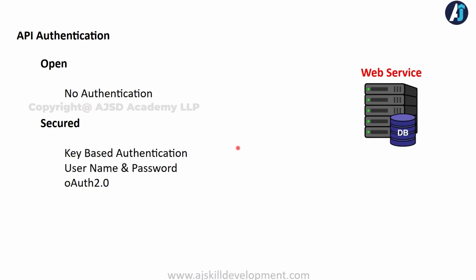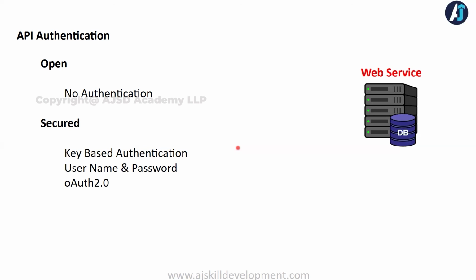You can simply go and enter the URL. You will simply get the response back. So that type of authentication is called open authentication. So REST services, you are going to access the REST services using API. One type of authentication is open authentication. No username password is required. Obviously, there is no security involved.